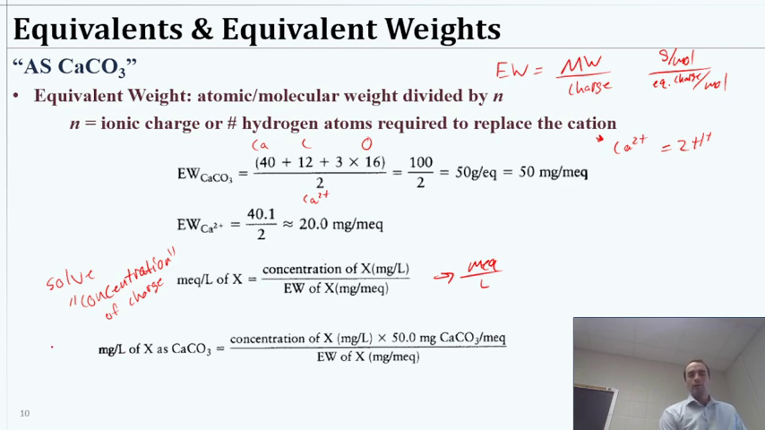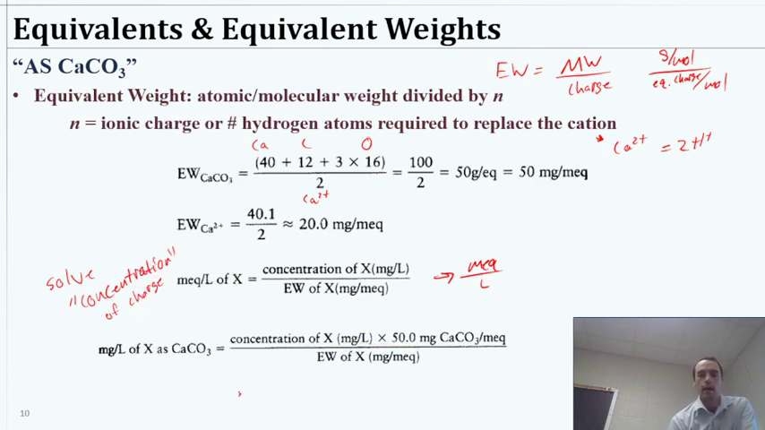So what we say is, if we have some milligrams of X per liter and we describe it as CaCO3, what we're saying is we have some concentration of X in milligrams per liter and we multiply it by 50 milligrams of CaCO3 per milliequivalent. So we're just referencing CaCO3 as a default normalizer, in a sense. And we divide that by the equivalent weight of whatever X we're dealing with.